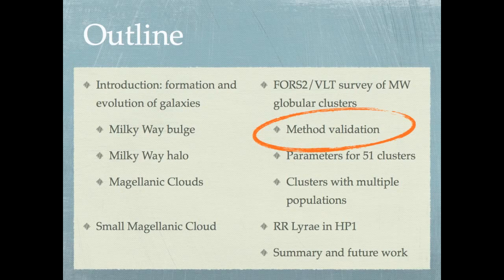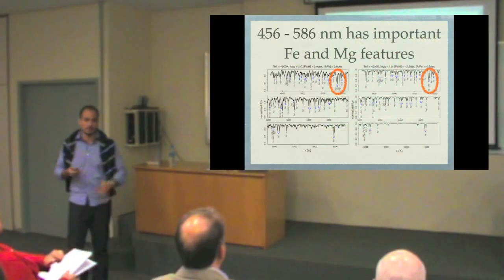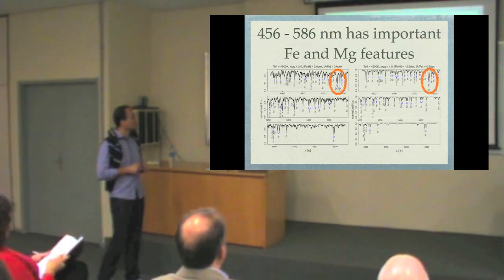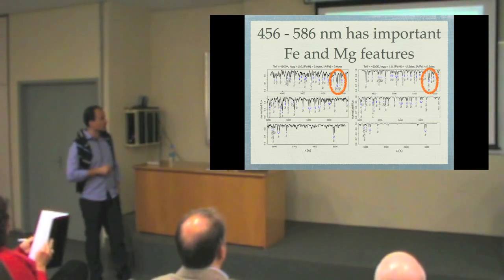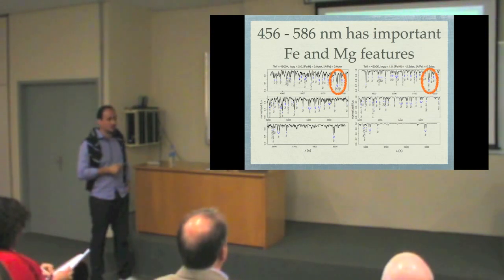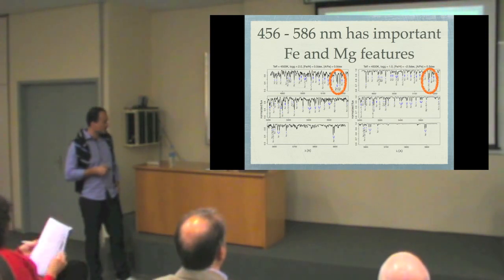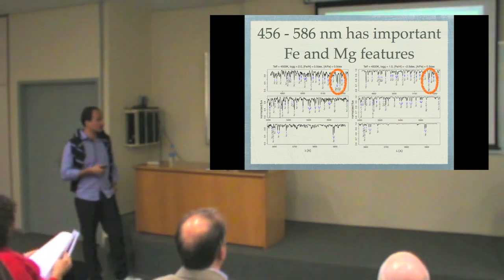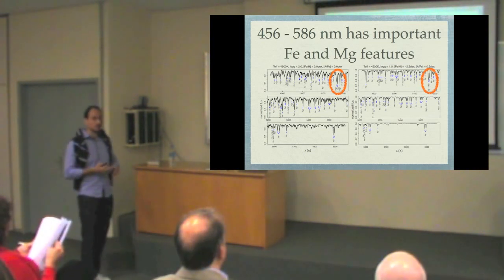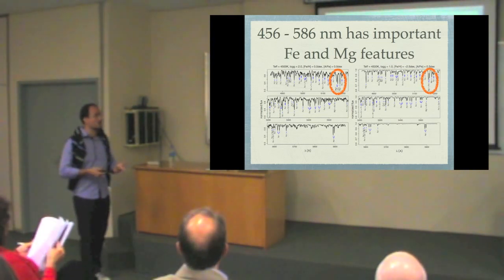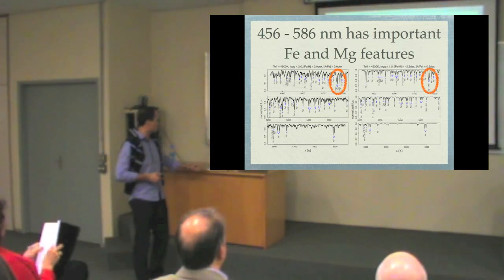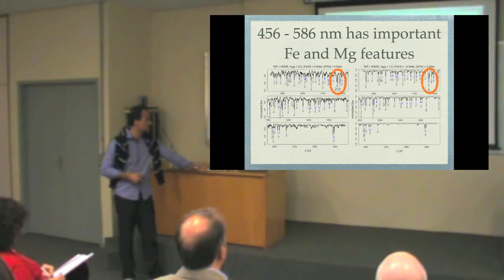Okay, so the method that we use to derive parameters from these individual star spectra is like this. We have in this spectral region many iron features, and also this strong feature of magnesium. Many lines here, many features, are sensitive to gravity and temperature. So we can derive temperature, gravity, metallicity, and an alpha indicator which is based on magnesium. So it's a very powerful spectral region.